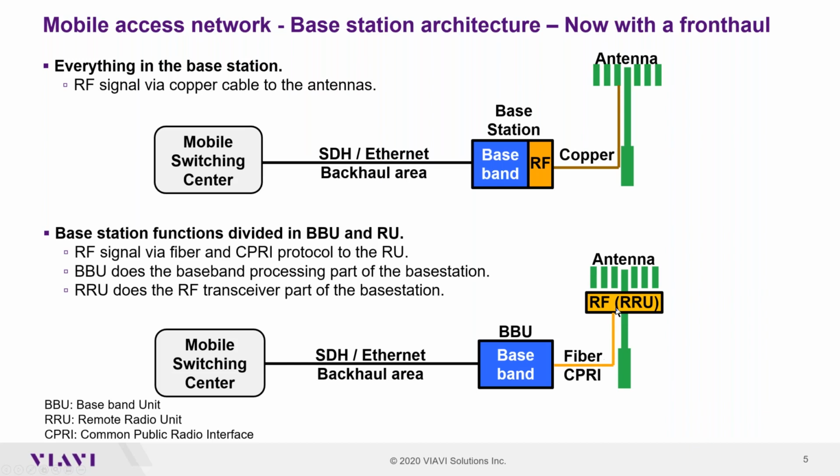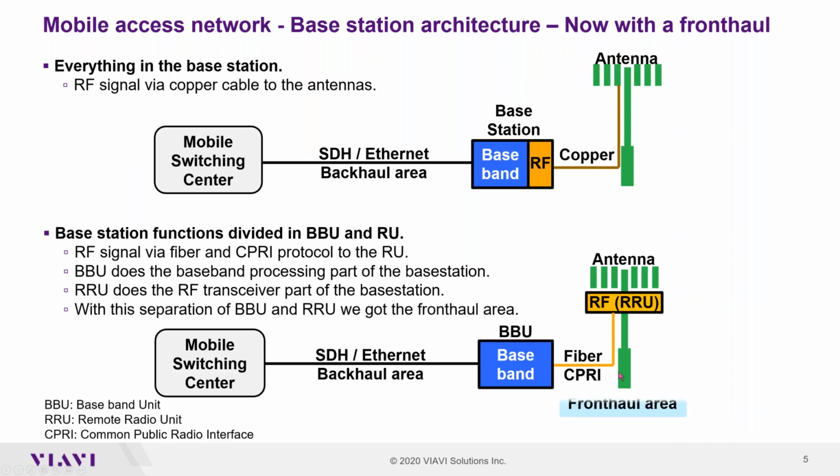And as we have fiber here, we need a transport technology to carry this encoded RF signal to the radio unit, and this is then done by the CPRI protocol. It's called a TDM-based, slot-based protocol to carry this data. And with this separation into remote radio unit and baseband unit, we now got the fronthaul area.